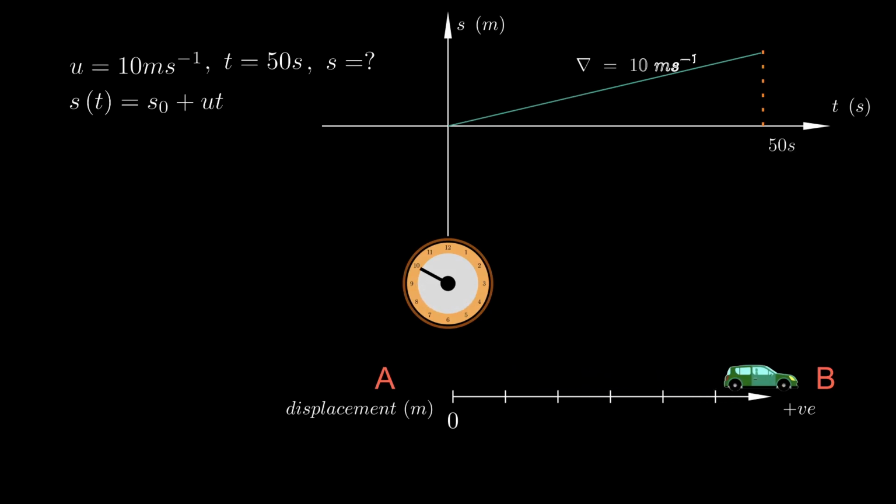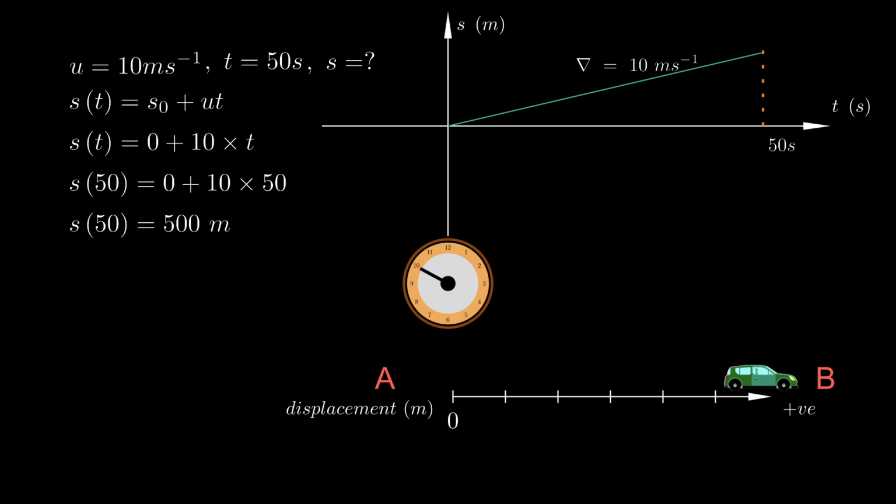The equation of the line under these circumstances is as follows. We can use either the graph or the equation of the line to calculate the displacement after 50 seconds. Whichever method you choose, the displacement will be 500 meters.